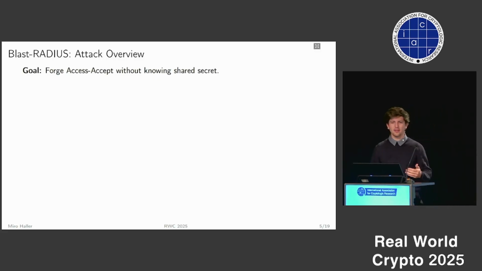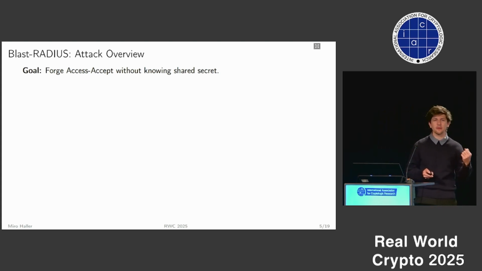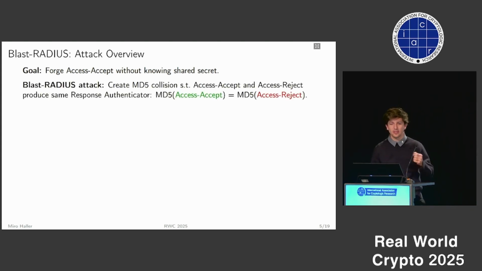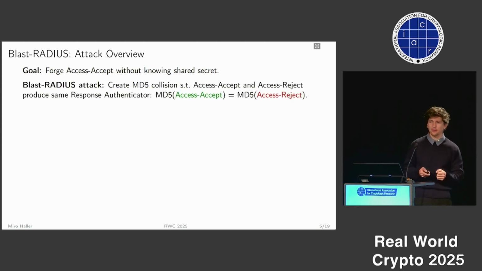The goal of our attack is to forge an Access-Accept without actually knowing the shared secret. And in order to be able to do that, we need to get around this Response Authenticator. And that's exactly where we're going to use the MD5 collisions. So basically, roughly speaking, our goal is to create an MD5 collision between a forged Access-Accept and the predicted Access-Reject, such that both of them produce the exact same Response Authenticator.